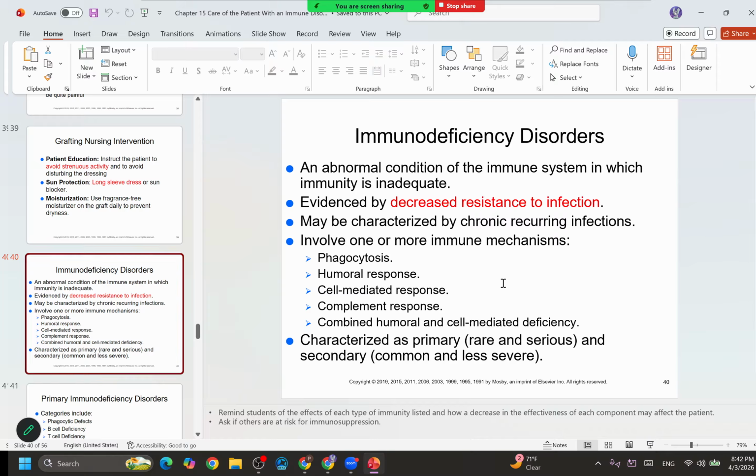All right, so the evidence is a decrease in resistance to infection. That means infection happens very easily. Okay, so that's why you can read this involves all the immune mechanisms.